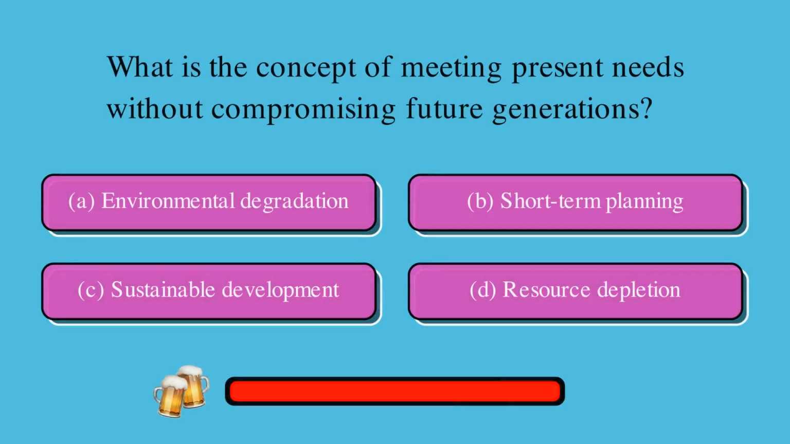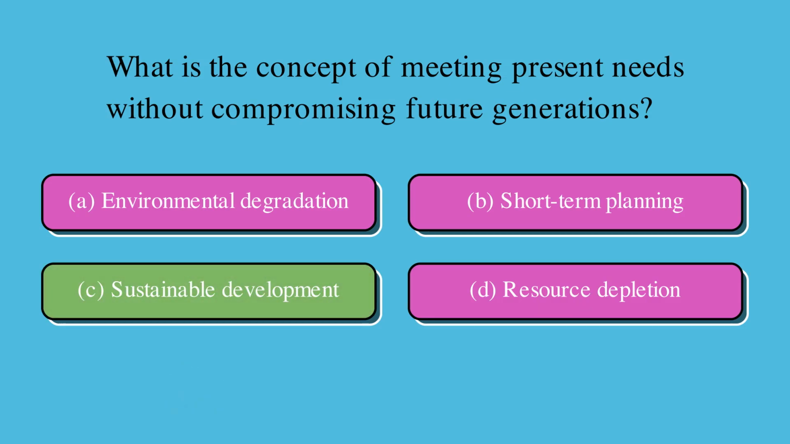Here's some economic sustainability trivia. What is the concept of meeting present needs without compromising future generations? Is it A, environmental degradation, B, short-term planning, C, sustainable development, or D, resource depletion? The correct answer is C, sustainable development.